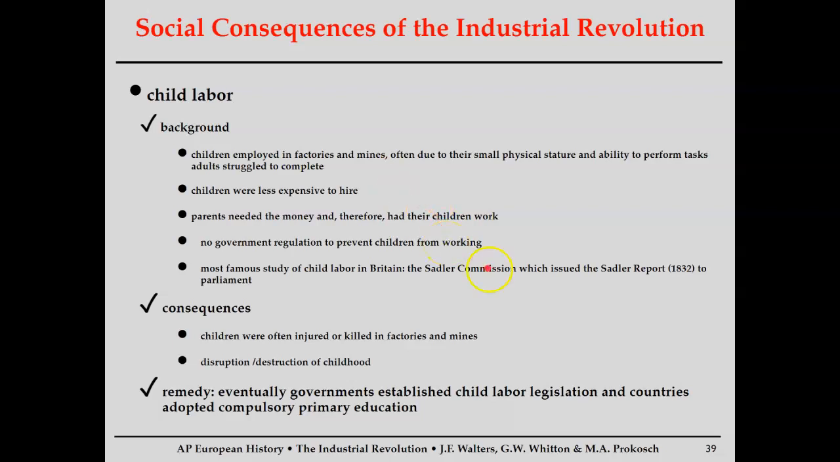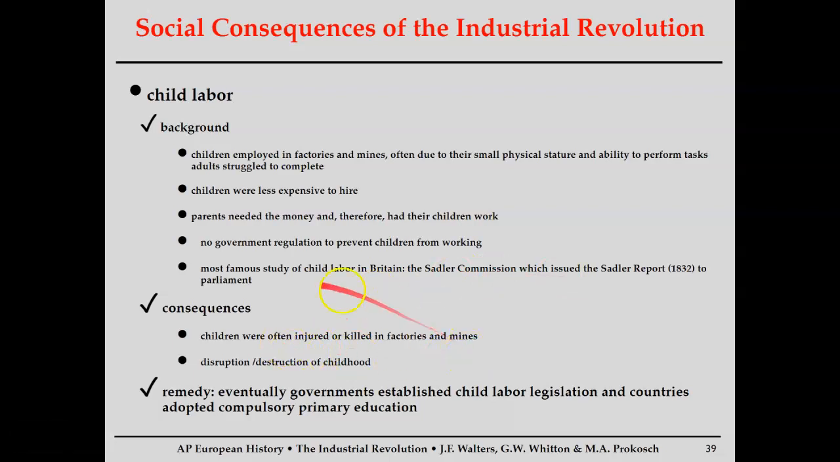So eventually, the British government creates a commission to study the adverse impact of child labor, and it's called the Sadler Commission. Their report in 1832 to Parliament basically said, kids are dying at really high rates. Their growth is stunted. This is awful. Something needs to change. And eventually, they will set a series of laws to start regulating the use of child labor.